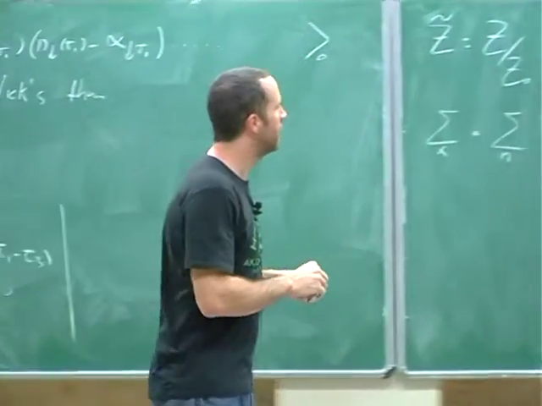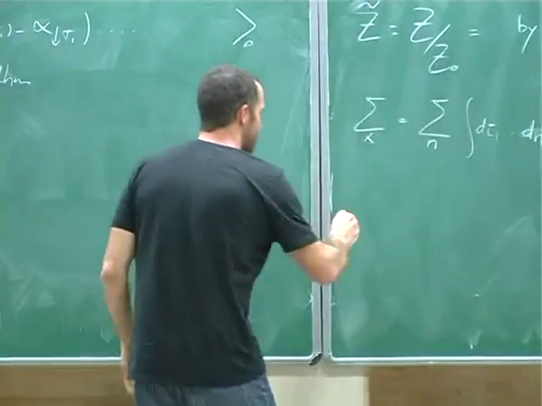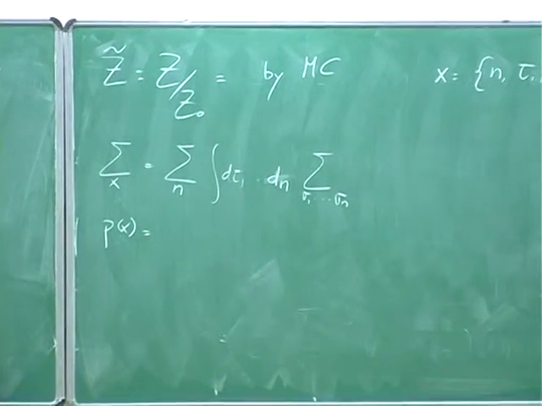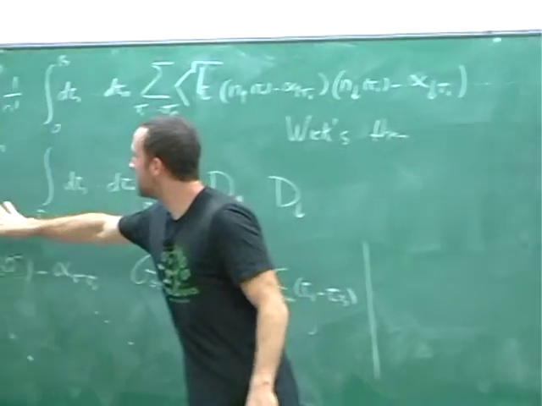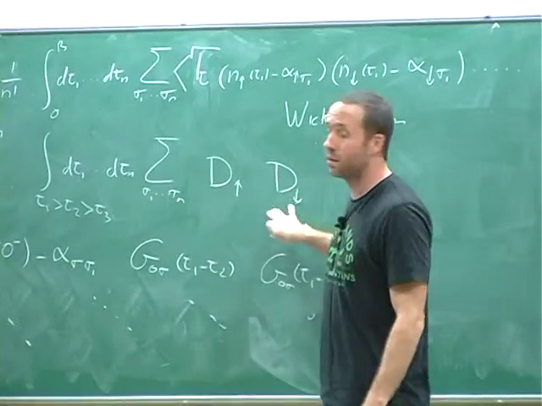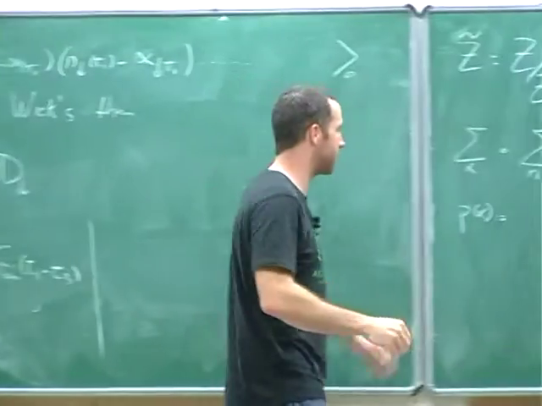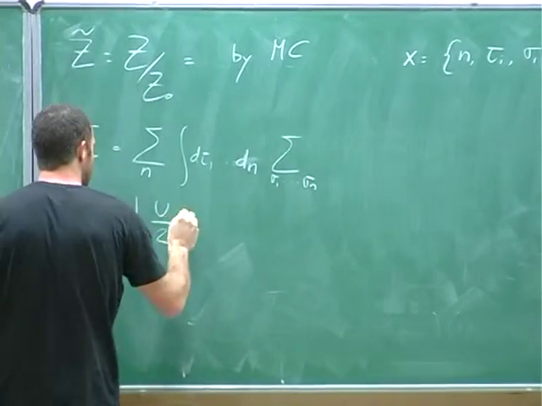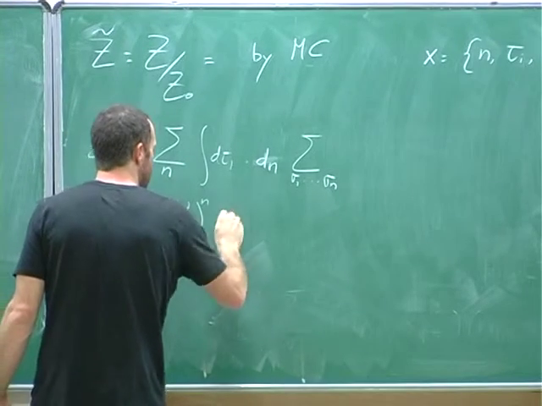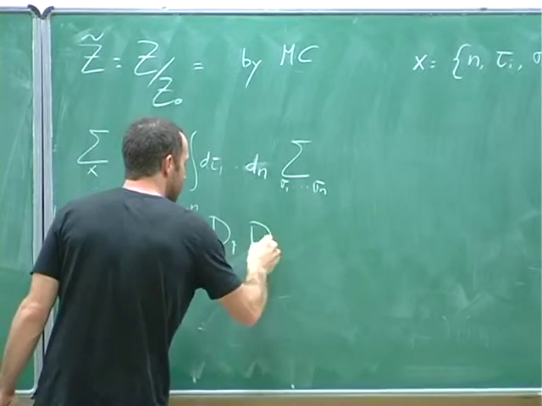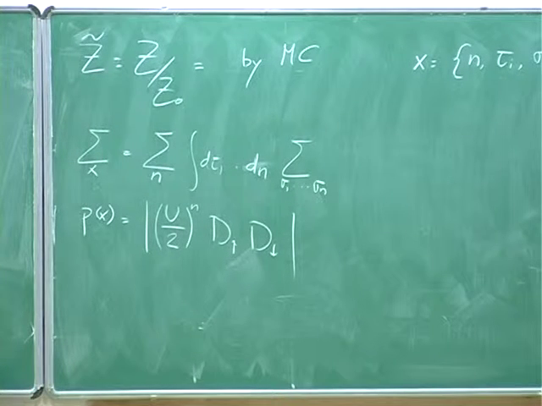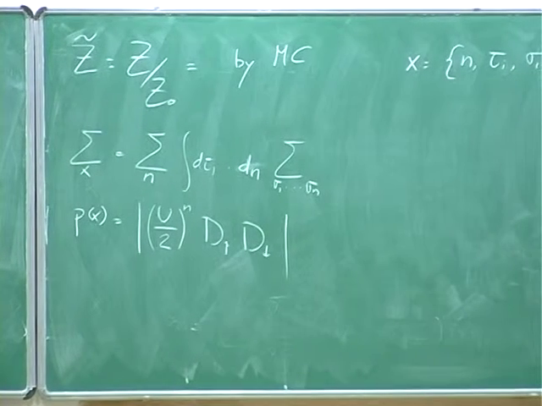Now the probability of a given configuration, P of x, will be this, basically, times these two determinants. But I'll have to take the absolute value. So it's u over 2 to the power n, d up, d down. So that's the weight I'll consider.